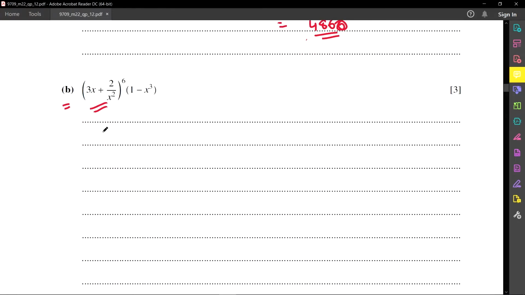Coming to the second part, which is part B, here we're looking for the expansion of (3x plus 2 by x square) whole power 6 times (1 minus x cube). Again, we have to find the independent term of x.